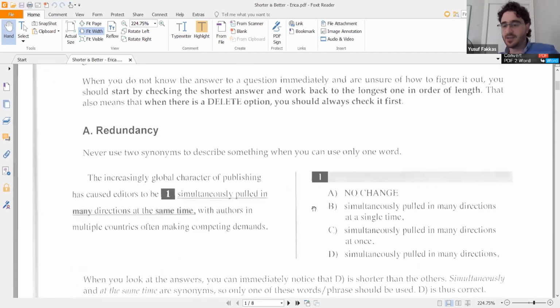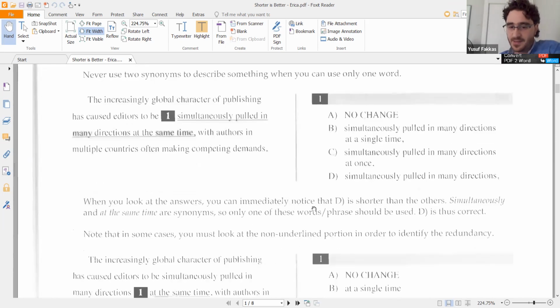Number 1 is redundancy. What is redundancy? Do you know, guys? Unnecessary repetition. And when does it happen, Muhammad? When I mention something and I mention it again using a different word. Okay, so synonyms, right? When you have synonyms and both words have the same meaning, then you have unnecessary repetition, and that's called redundancy.